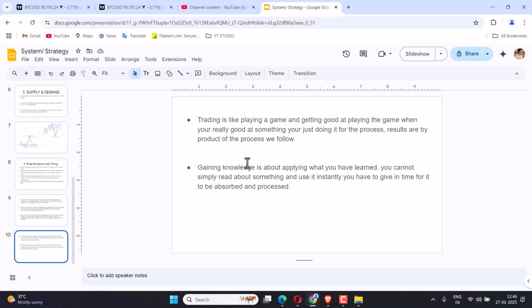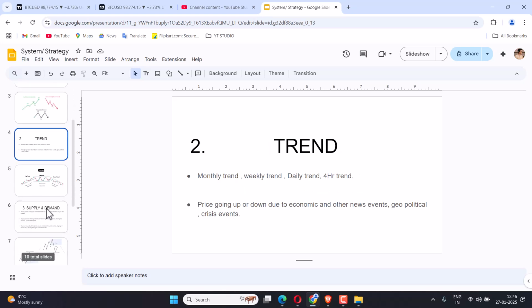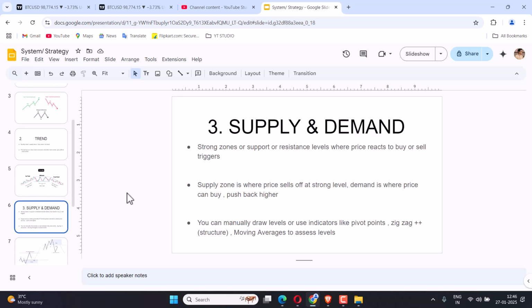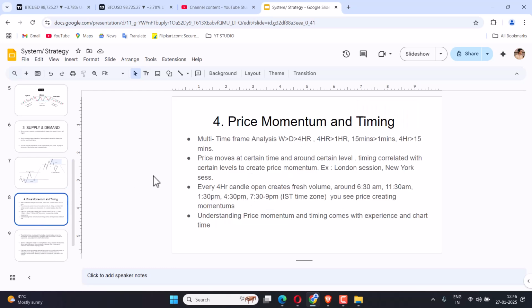But these are the fundamental aspects of my trading system and strategy, which is structure and trend, and then supply and demand, and the final touch to it is price, momentum, and timing. Basically, price moves only at a certain time or certain period in the market. Exactly when the price hits a certain point during a certain time, the price moves. Okay, this is basically price, momentum, and timing.